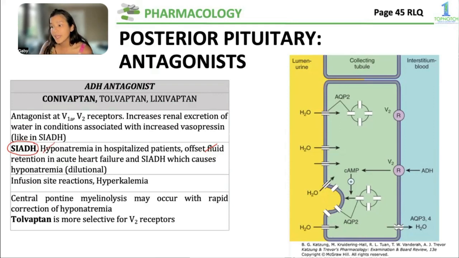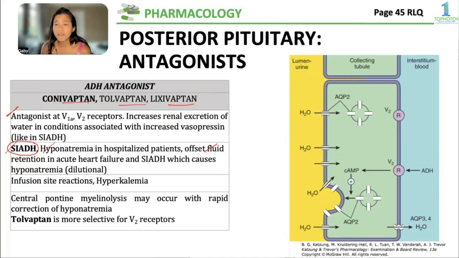So they all end in vaptan: conivaptan, tolvaptan, lixivaptan. So remember, they are antagonists at your V2 receptors. Therefore, they promote water excretion. So they promote na iihi ka, and we use them in syndrome of inappropriate ADH excretion.